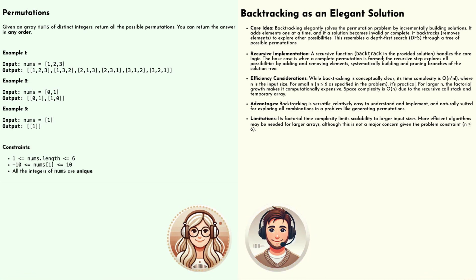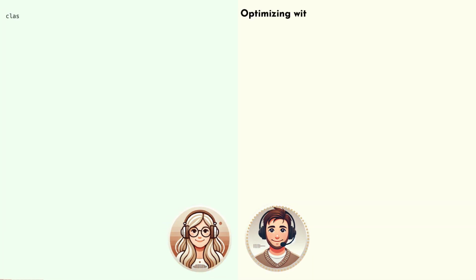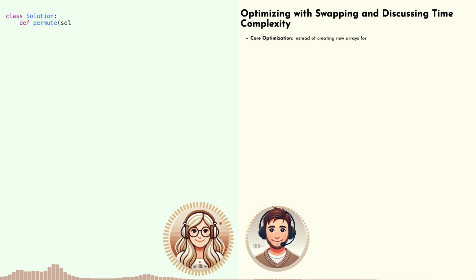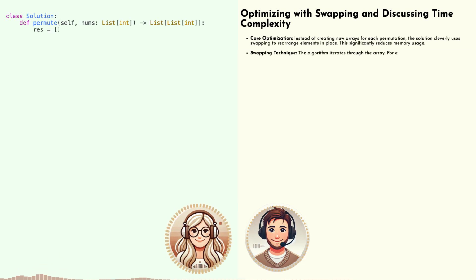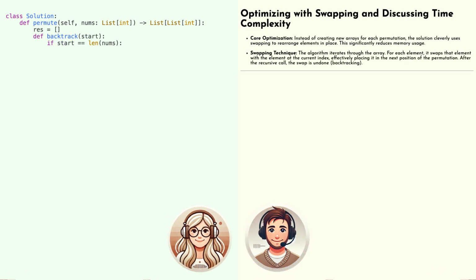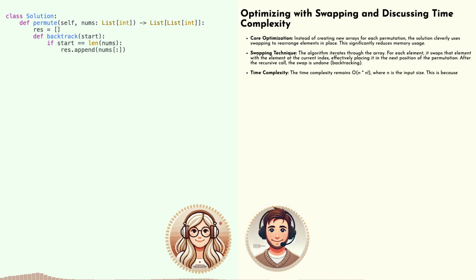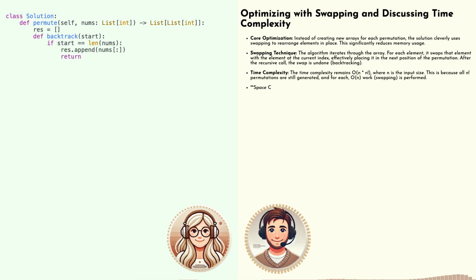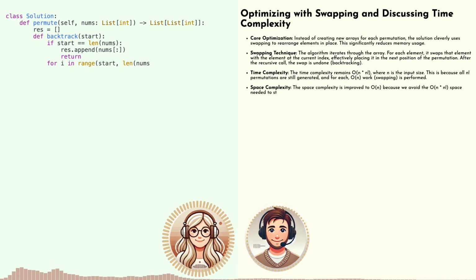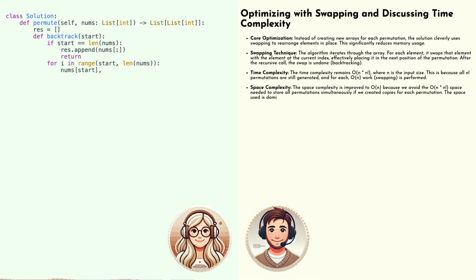Exactly. That makes sense. But it seems like it could involve a lot of copying data around as we build these different permutations. So is there a way to make that more efficient? You're thinking ahead. There's one key optimization that we can do, and that's swapping. So instead of creating a whole new array for each permutation, we just swap elements within the original array. Hold on, swap it. Can you explain that a little bit more? Yeah, imagine you have your blocks all lined up in a row.